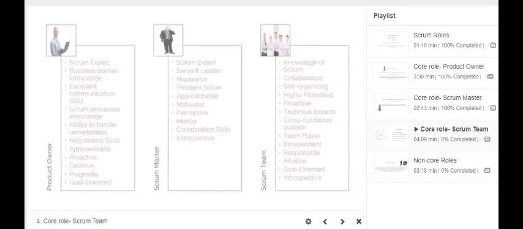We've just finished going over the core Scrum roles in detail. The responsibilities of each role will be further detailed when we address each Scrum process individually. Until then, you can keep in mind the following desirable traits for the core Scrum roles.